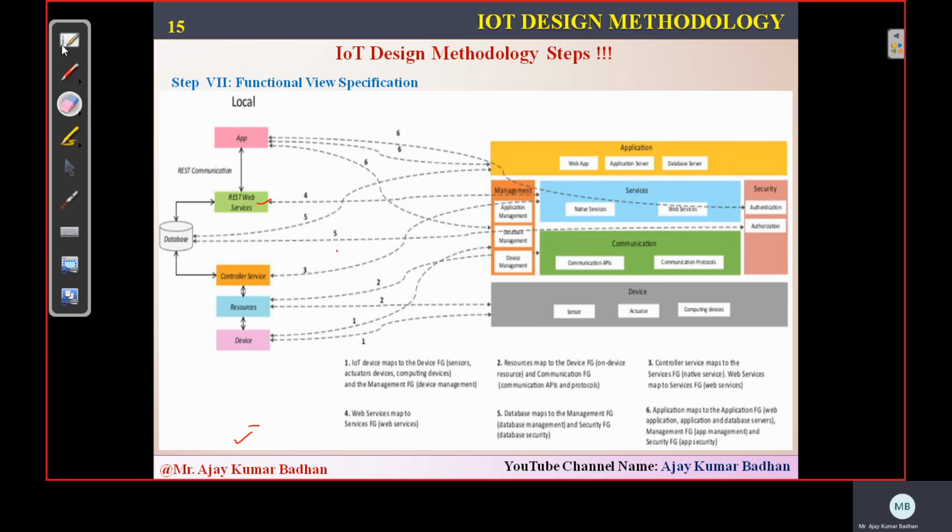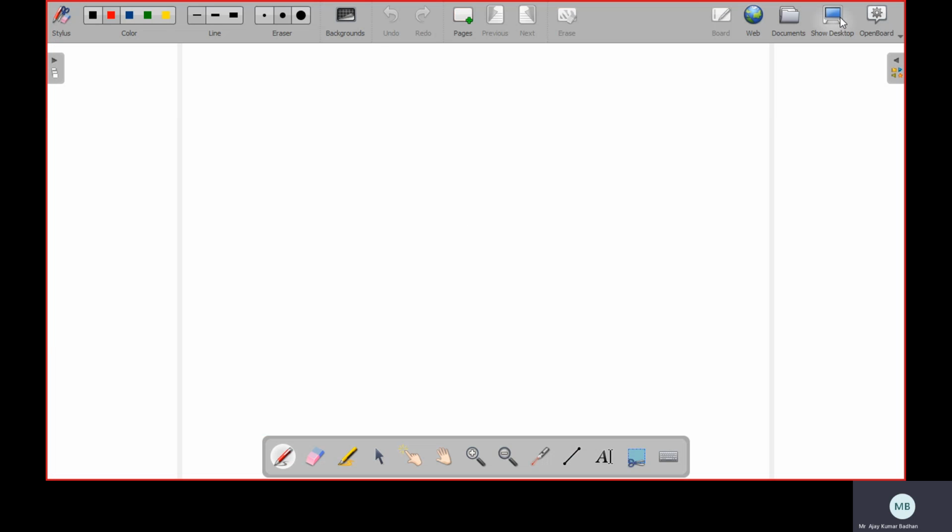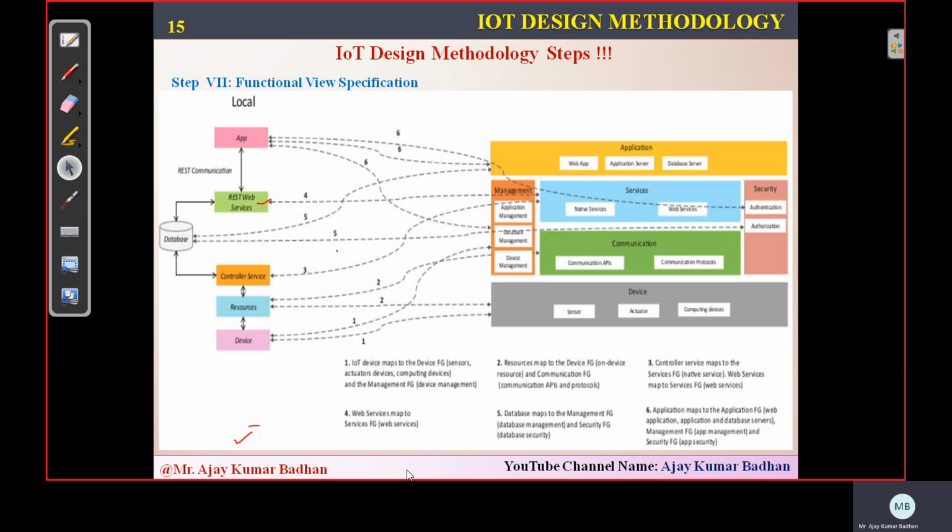So whatever code you people are writing will be mapped to these particular devices. This is the way your functions of your IoT system are mapped to this particular model. This is the architecture, right? To that we have mapped it.